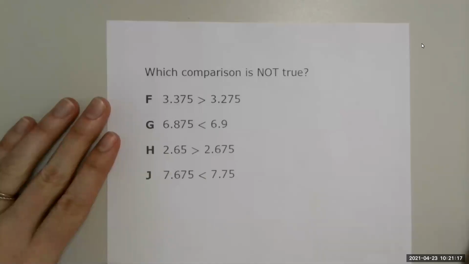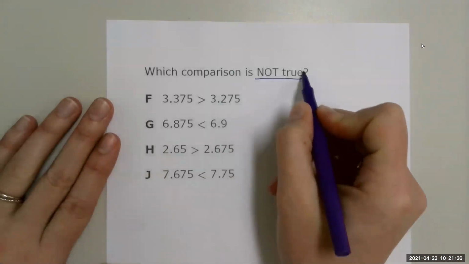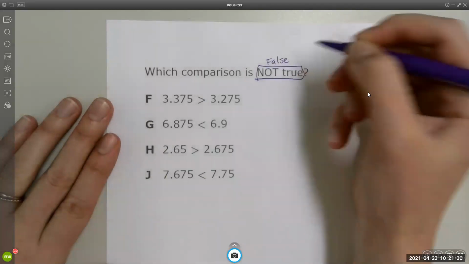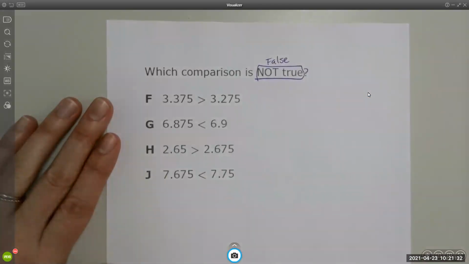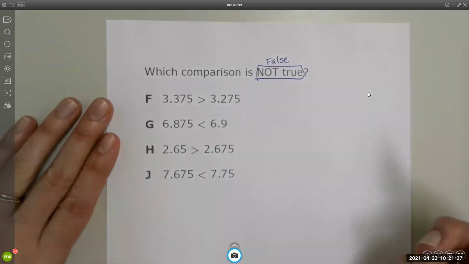We got another problem that we're going to look at together, so I'm going to start by reading it twice. Which comparison is not true? Which comparison is not true? Not true means which one is false. Anytime I see true, false, not true, not false, I'm going to be labeling every one of these true and false and then picking the outlier, right?